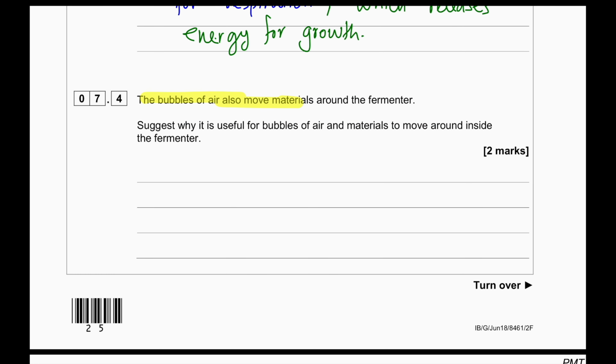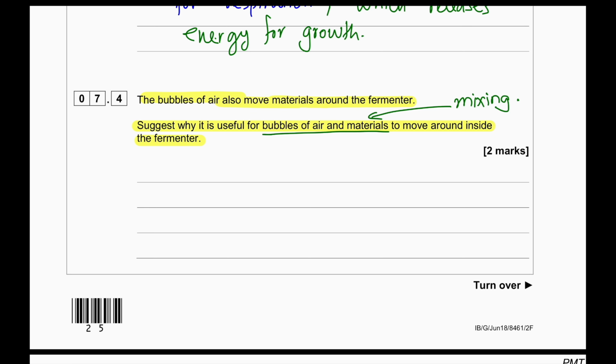The bubbles of air also move materials around the fermenter. Suggest why it is useful for bubbles of air and materials to move around inside the fermenter. So whenever the bubbles of air are moving the materials, we can say it is ensuring mixing, and it will also allow the heat to get dissipated throughout the whole place, and carbon dioxide to escape.